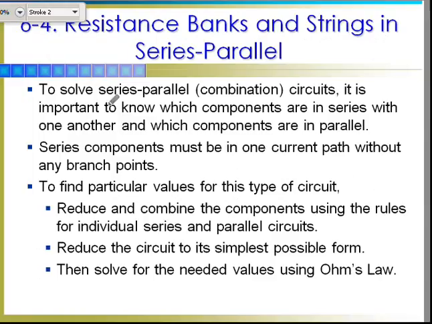To solve series parallel combination circuits, you've got to know which components are in series, which ones are in parallel, and is it overall a series circuit or is it overall a parallel circuit? Then simplify each of those circuits until you can reduce the circuit to its simplest form. And then do your basic equation solving and work your way out.